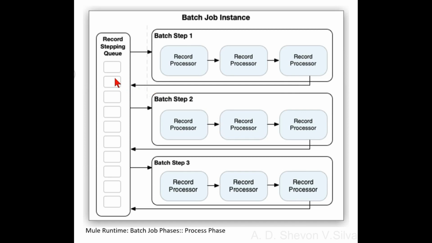Here you can see the record stepping queue. The record stepping queue is connected to batch steps here. Here the queue is connected to batch step 1, and here the record processor in batch step 1. The record processor is connected to the next record processor, and that to the next record processor, and the last one is connected back to the record stepping queue.